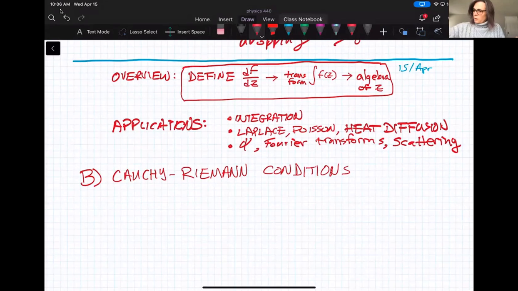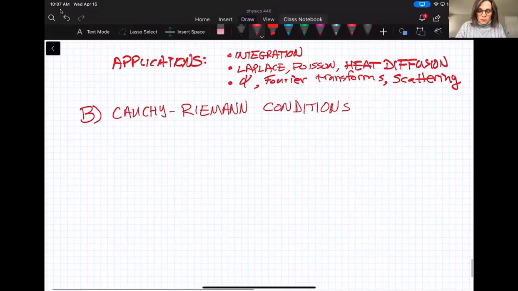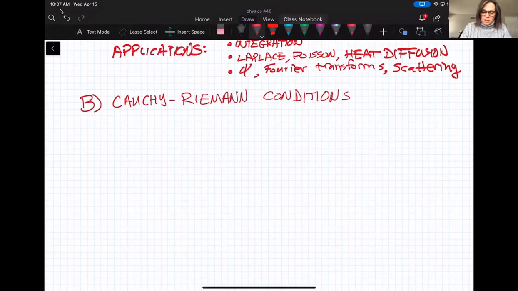So the whole idea is to make sure that we can identify what derivatives are and when we can take derivatives, and then what we can do with them in complex analysis. So we're going to start with something called the Cauchy-Riemann conditions. What it boils down to is, if you have a derivative for a complex function, it doesn't matter which direction you approach that derivative.